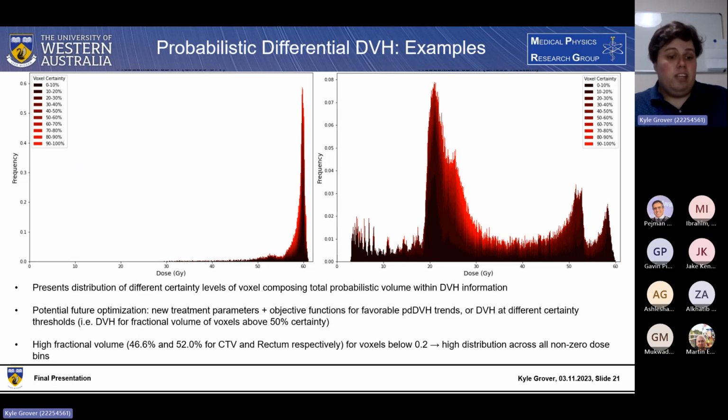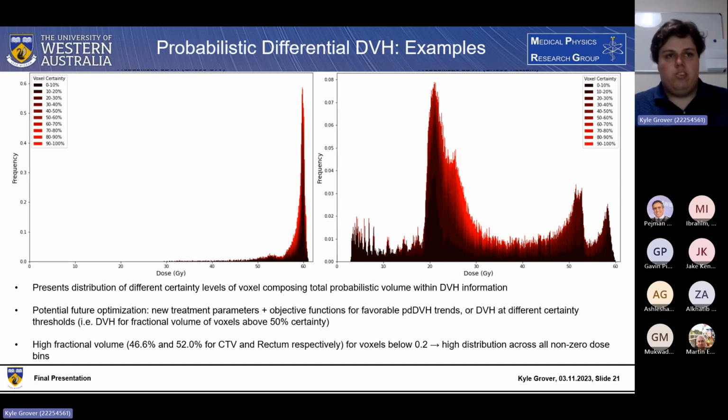So what this could possibly lead to is future optimization. We may end up developing new treatment parameters and objective functions related to the favorable trends that we want to see in the probabilistic DVH values. In addition, we may also start to consider DVHs at different certainty thresholds, so removing all points that have certainties below 30% and considering how the DVH actually looks from that contracted, thresholded volume.